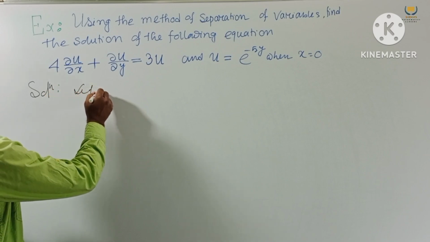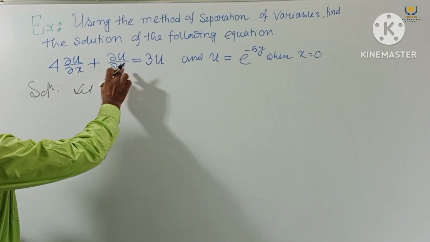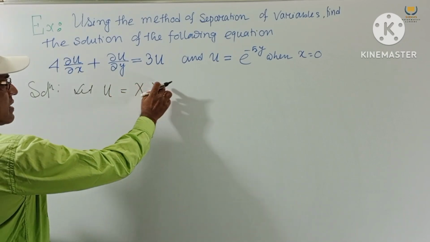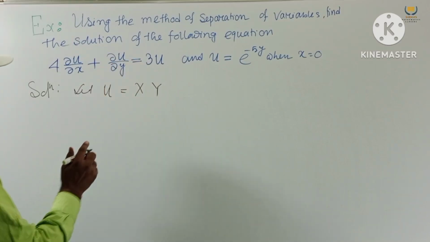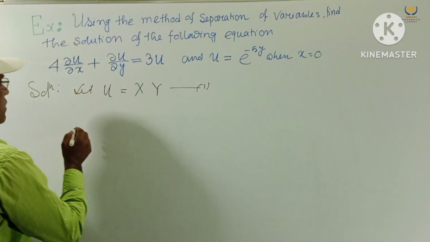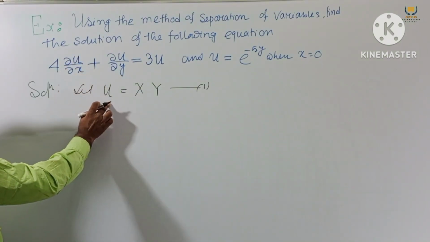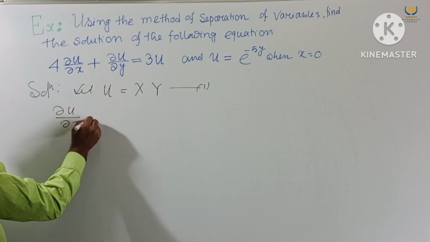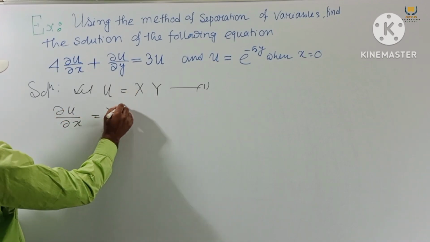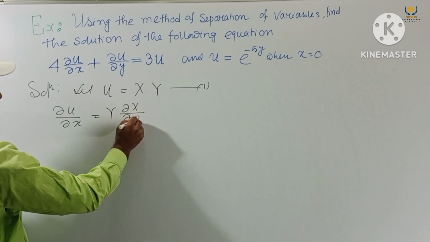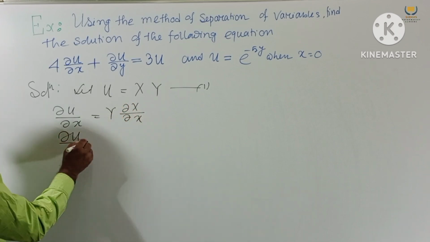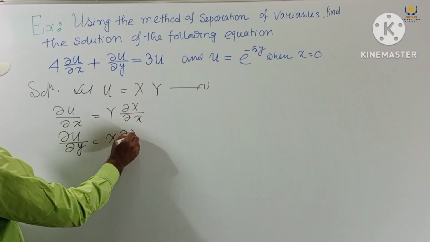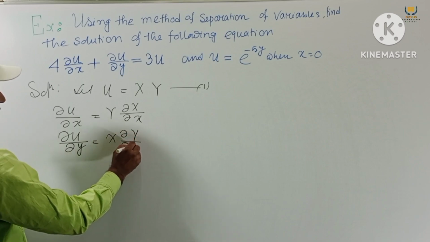Let u = X Y, where capital X is a function of x and capital Y is a function of y. You can also write it as XY. This is number 1. Now, ∂u/∂x is given, we find ∂u/∂x, and ∂u/∂y is given, we find ∂u/∂y. For ∂u/∂x, y is constant, so we differentiate partially with respect to x. For ∂u/∂y, x is constant, so x stays outside.